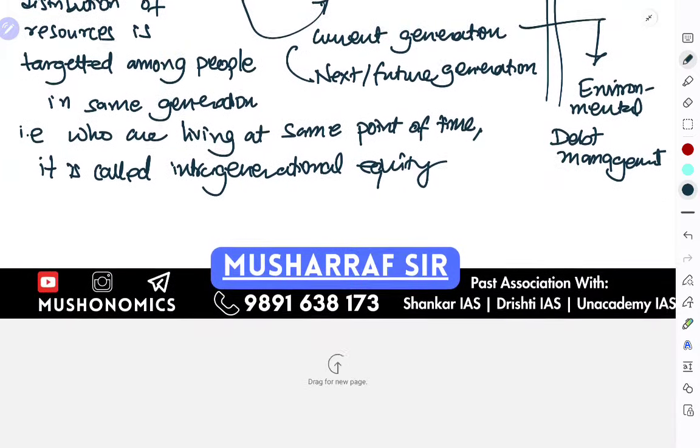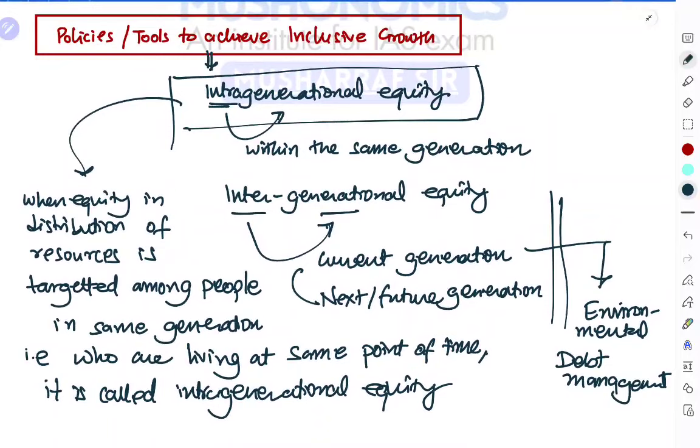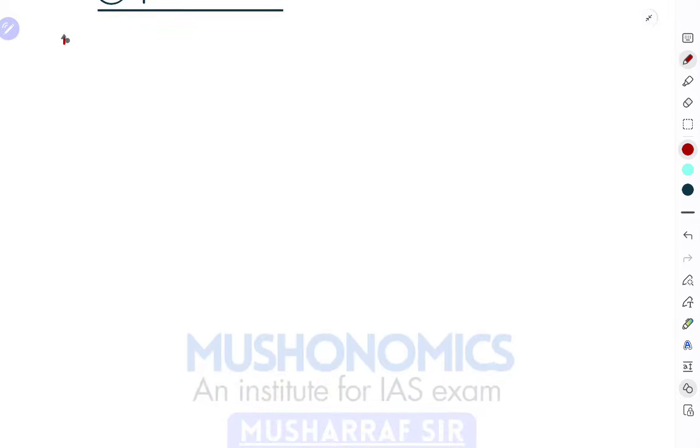Okay, so let's continue. This is the first thing that we want to understand: we are talking about intragenerational equity. Now this intragenerational equity can be achieved through a combination of five policies or tools that we are discussing now. The first tool that we have to discuss is development of physical infrastructure.